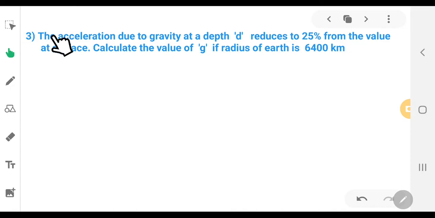Here, the acceleration due to gravity at a depth d reduces to 25% from the value at the surface. Calculate the value of g if the radius of earth is 6400 kilometers. They are asking for the value of g on the earth surface.